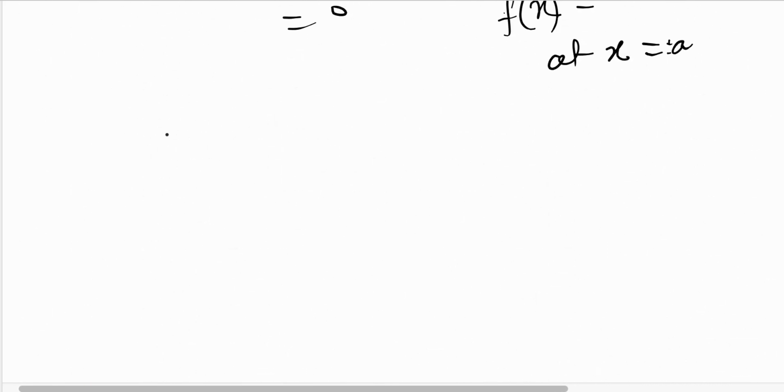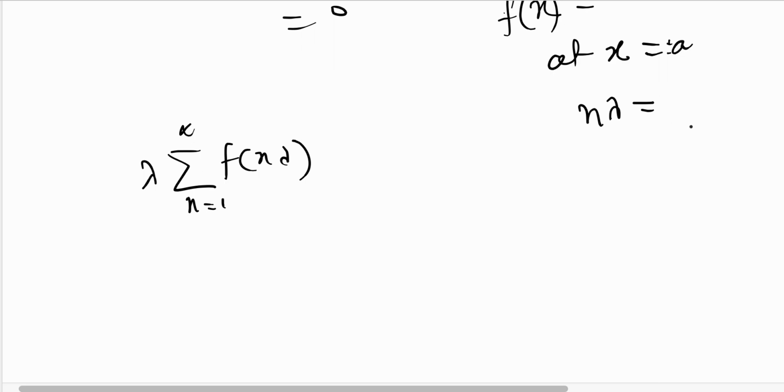So we'll use this to calculate the limiting value of this series. The limiting value of the series will be lambda times the sum from n equal to 1 to infinity of f(n lambda). Since n lambda is positive, as n lambda becomes a, f(x) will be 0. That means if n is equal to a by lambda, then this actually becomes 0.